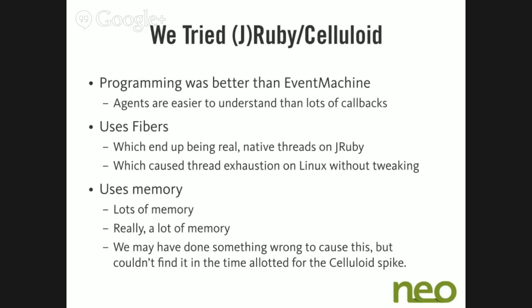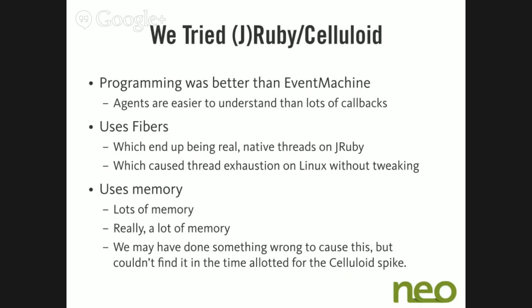While we were working on the Event Machine proof of concept, another group at NEO also built a Celluloid implementation of the same thing, and we tried both Ruby and JRuby as runtimes. Things that we liked: agents are a lot easier to understand than lots of callbacks.